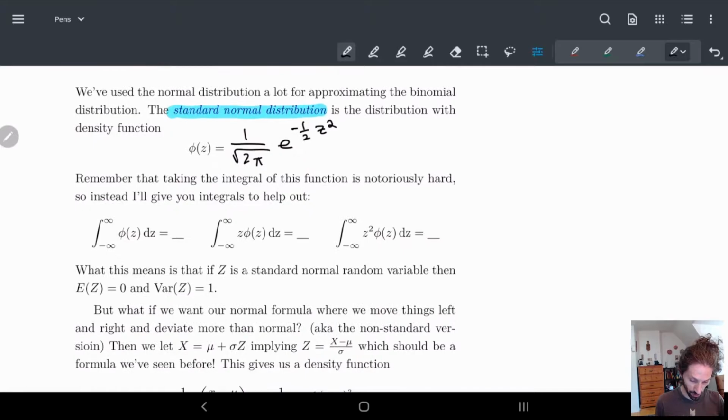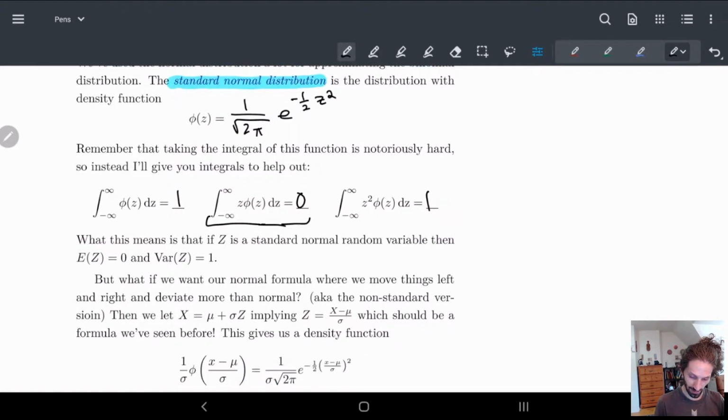So the first one we should know right off the bat is that if I take the integral of everything, the area under the curve has to be 1. So this is just the probability of everything. The expected value of z is just 0. And if I do z squared, then I get 1 back.